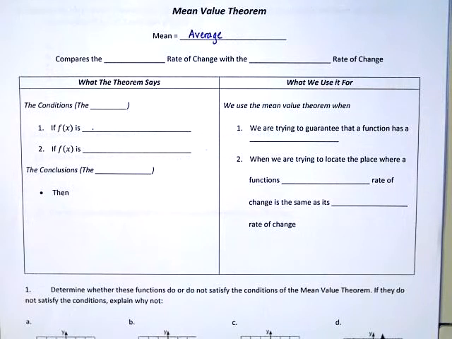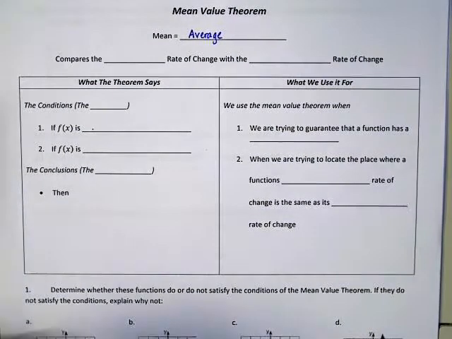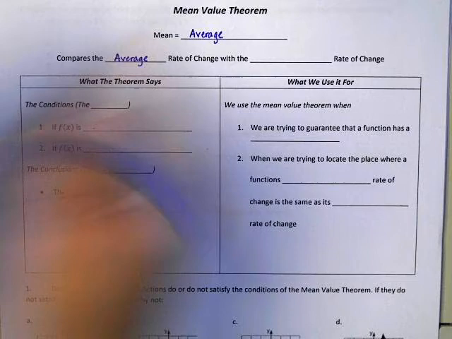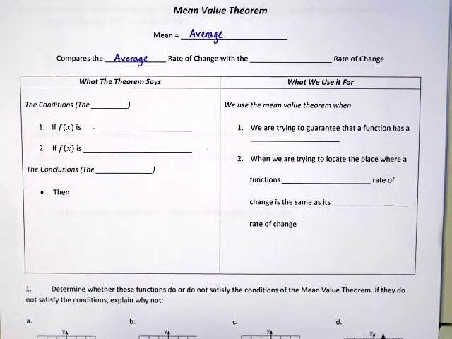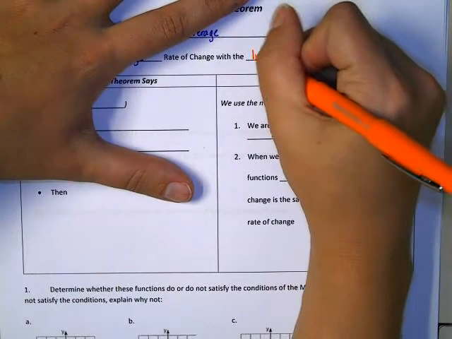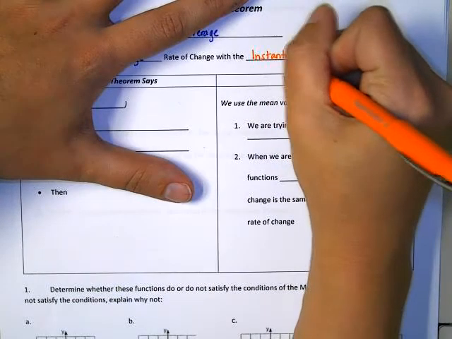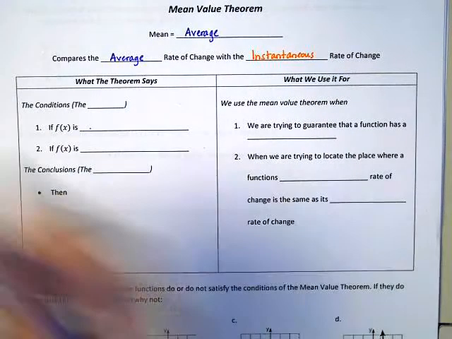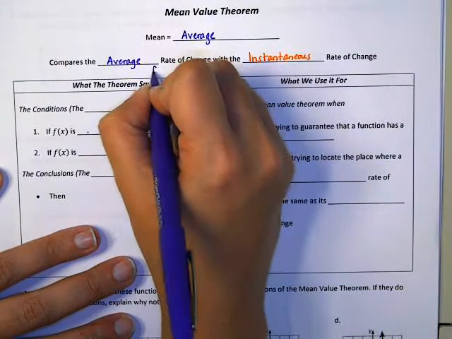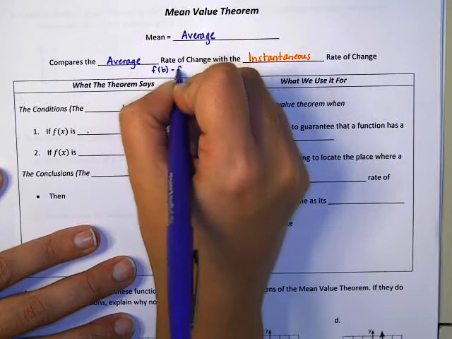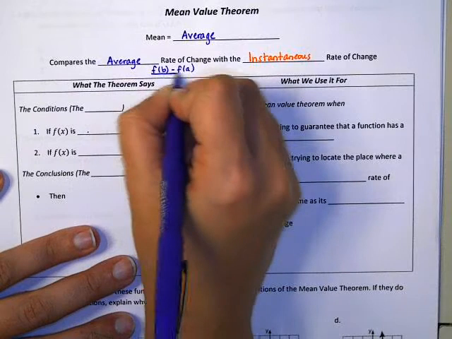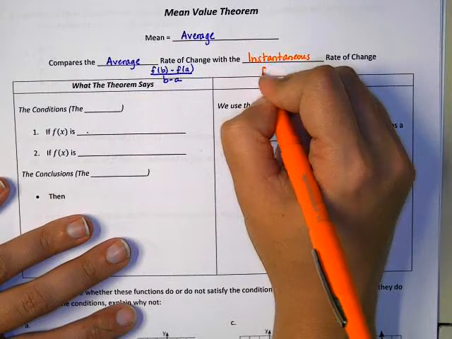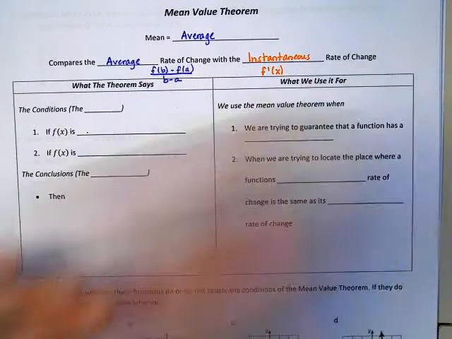So a mean value theorem, and the reason we call it this is because this theorem compares the average rate of change with the instantaneous rate of change. Just to review with you, the average rate of change is f of b minus f of a all over b minus a. And the instantaneous rate of change is f prime, or the derivative.